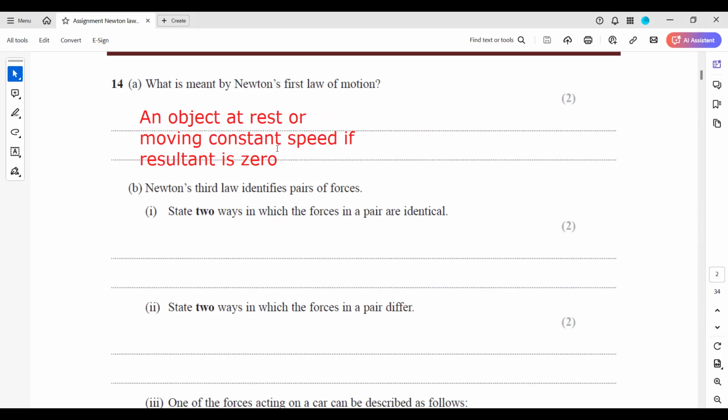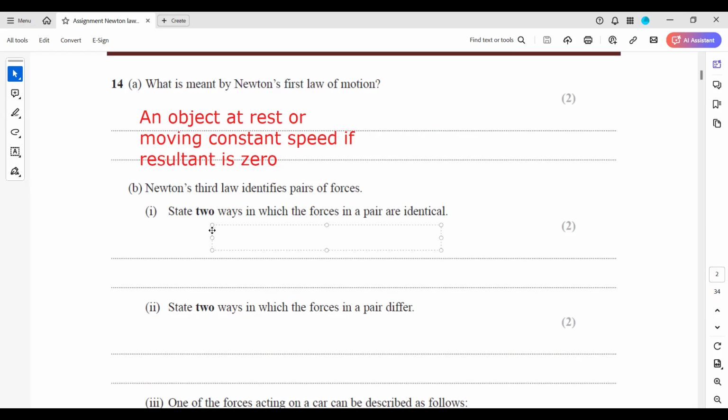The next question: identify Newton's third law pair of forces. An object stays at rest or at a constant speed unless an unbalanced force acts on it. State two ways in which the forces in a pair are identical. How are the Newton pair forces, the Newton third law forces, identical?